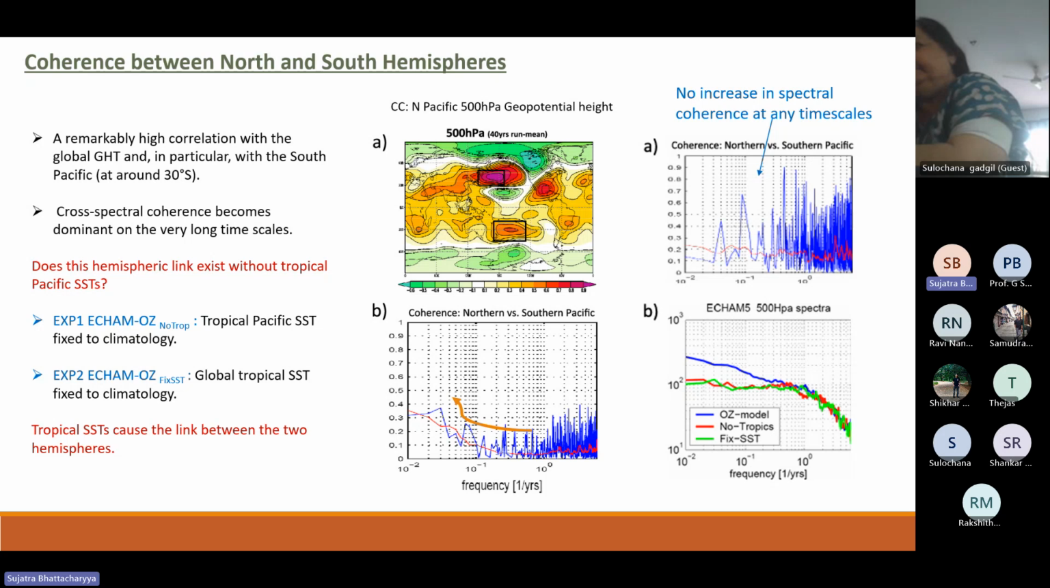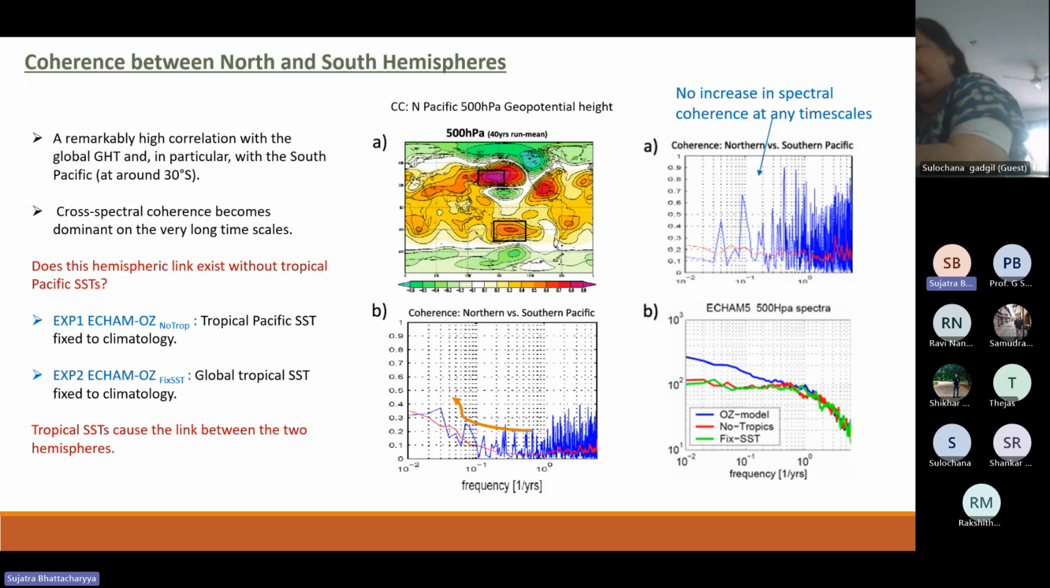And this is further shown by what they call a cross-spectral coherence analysis. So on the x-axis you have frequency, that is 1 by years, and you have coherence. So what is cross-spectral coherence analysis? It is just a type of correlation analysis in the frequency domain. So you want to see how the two time series are correlated at different frequency bands. What you see is that as you go towards the longer time scale, the coherence starts increasing. That means as you go towards the multi-decadal time scale, the coherence between the Northern Hemisphere and Southern Hemisphere goes on increasing. So they wanted to see what is the role of the tropics in this spatial coherence.